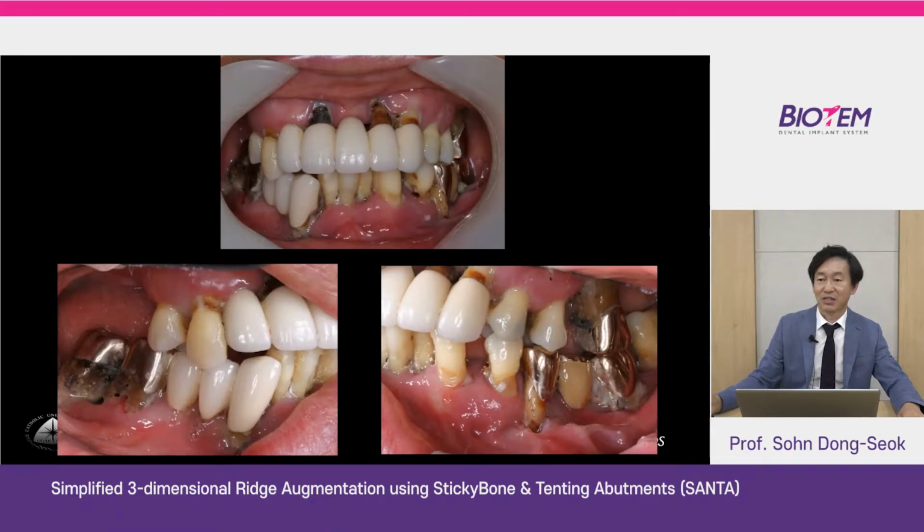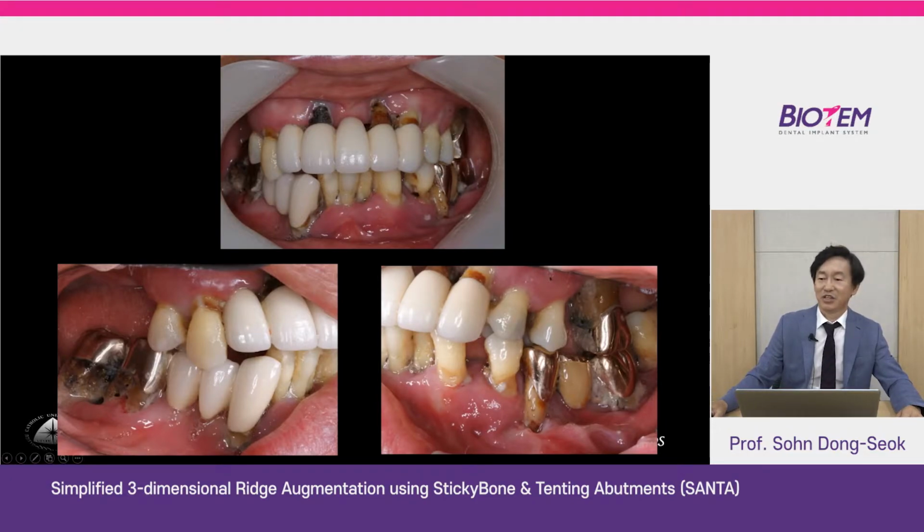I have many good cases using titanium mesh, but I like to share my failed, complicated case using titanium mesh. This lady came to me and asked me, is it possible to deliver immediate temporary restoration after implant placement? Wow, this is a very challenging case. I promised her, yes, you can get immediate restorations after extraction and after implant placement.